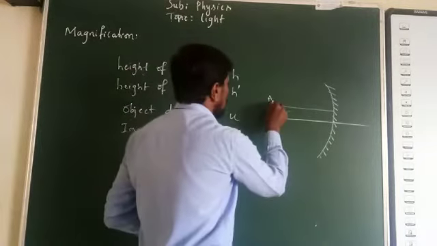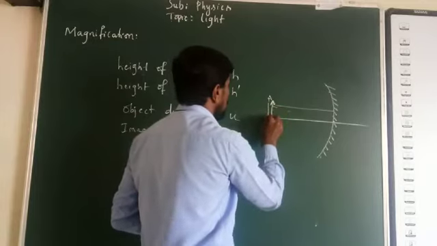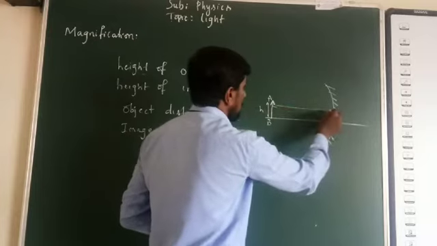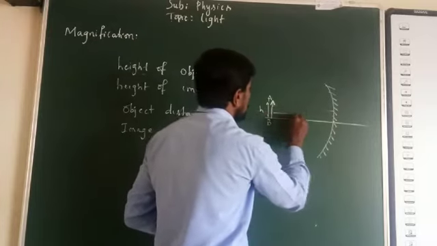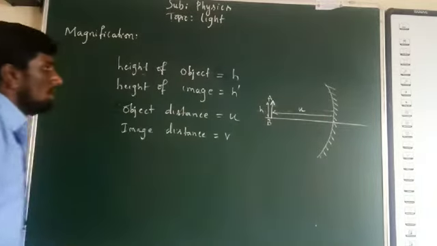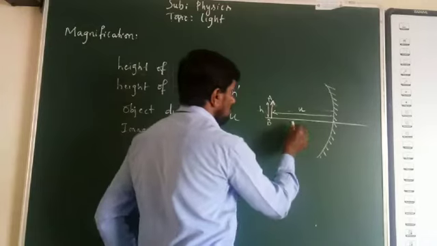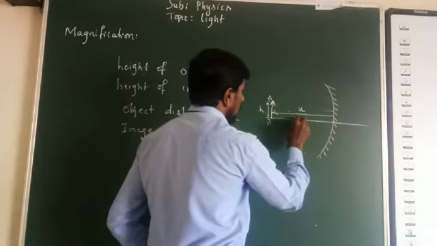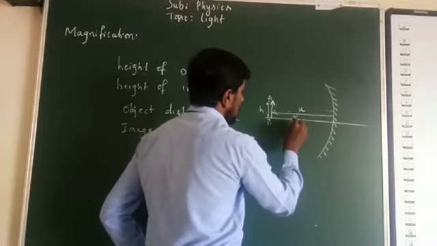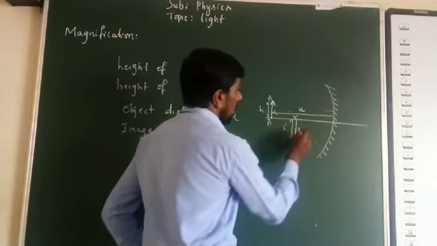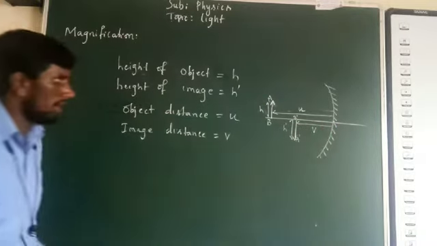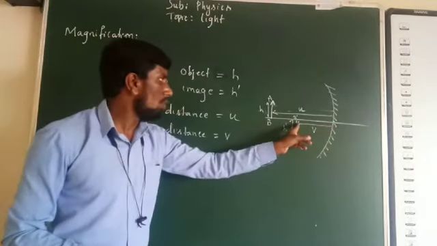Now, this is the height of the object, defined as h, and this is the distance from the pole to the object. This is the object distance, so this is u. For this object, assume the image is formed here. So this is A dash B dash, and this height is h dash. This will be the image distance, the image distance from the pole.